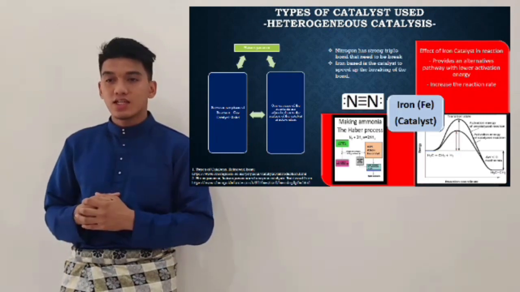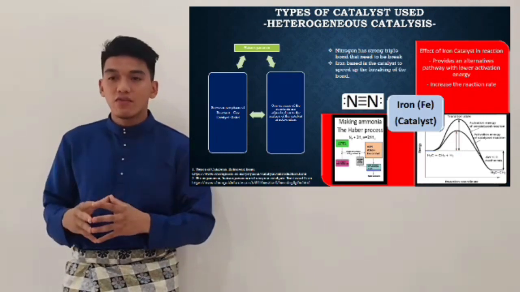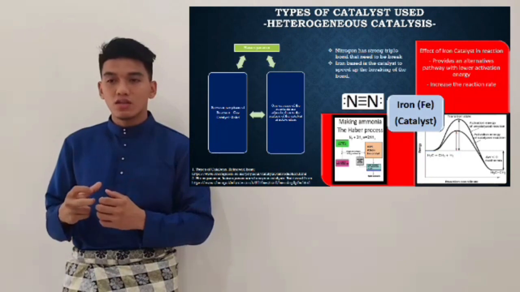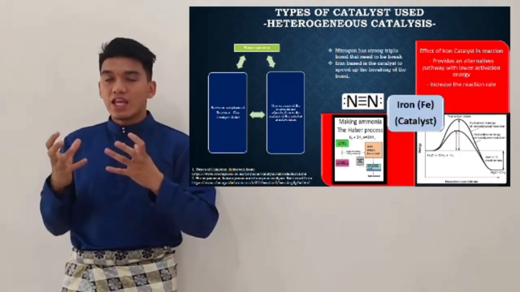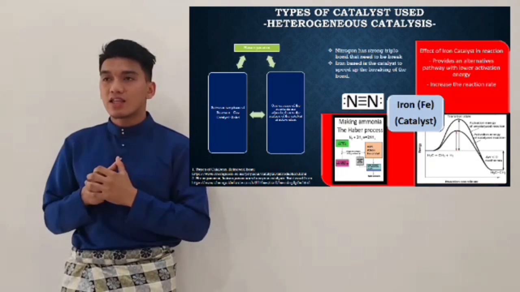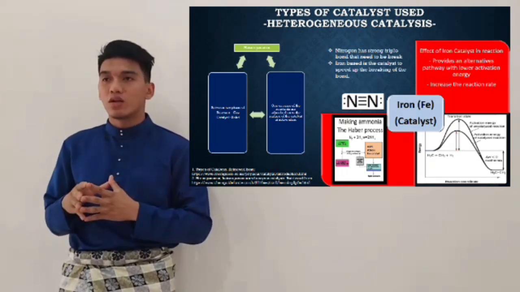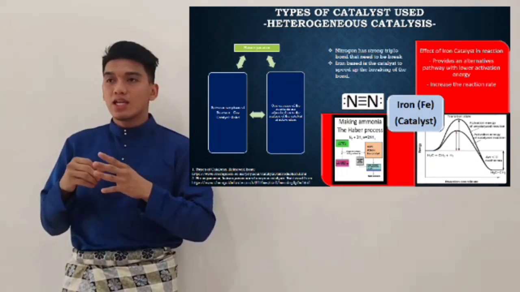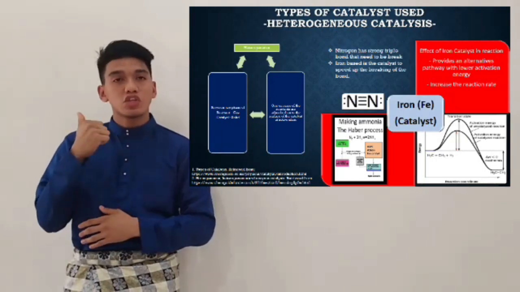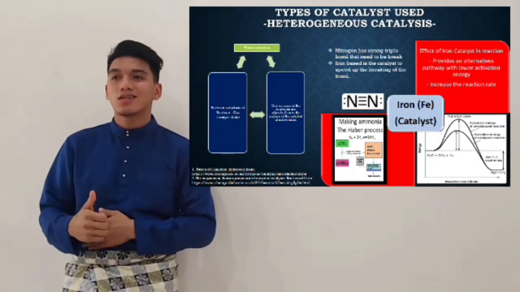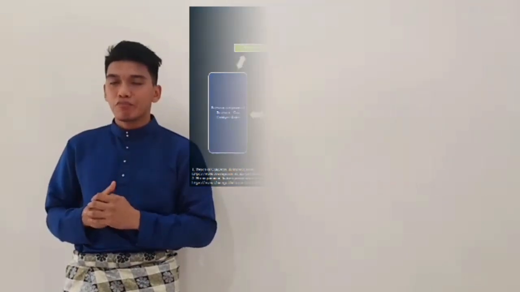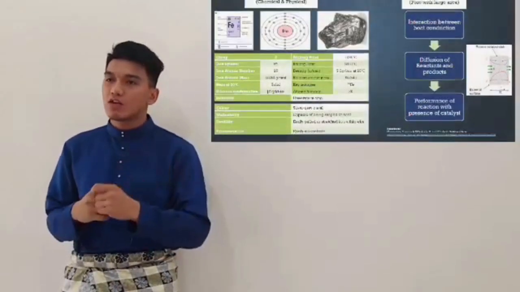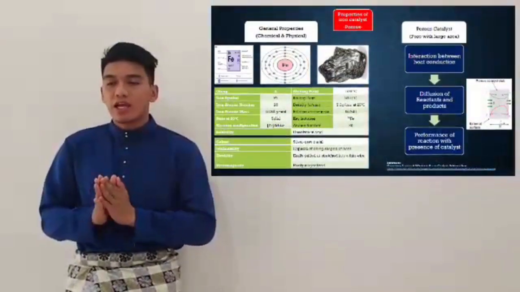What will happen once the catalyst is used? The nitrogen has a strong triple bond that needs to be broken down. So the iron base is the catalyst to speed up the breaking of the bond. The conditions of iron during the reaction are a temperature of 450 degrees Celsius and a pressure of 200 atmospheres, or atm. Okay, secondly, for the part of properties of catalyst.